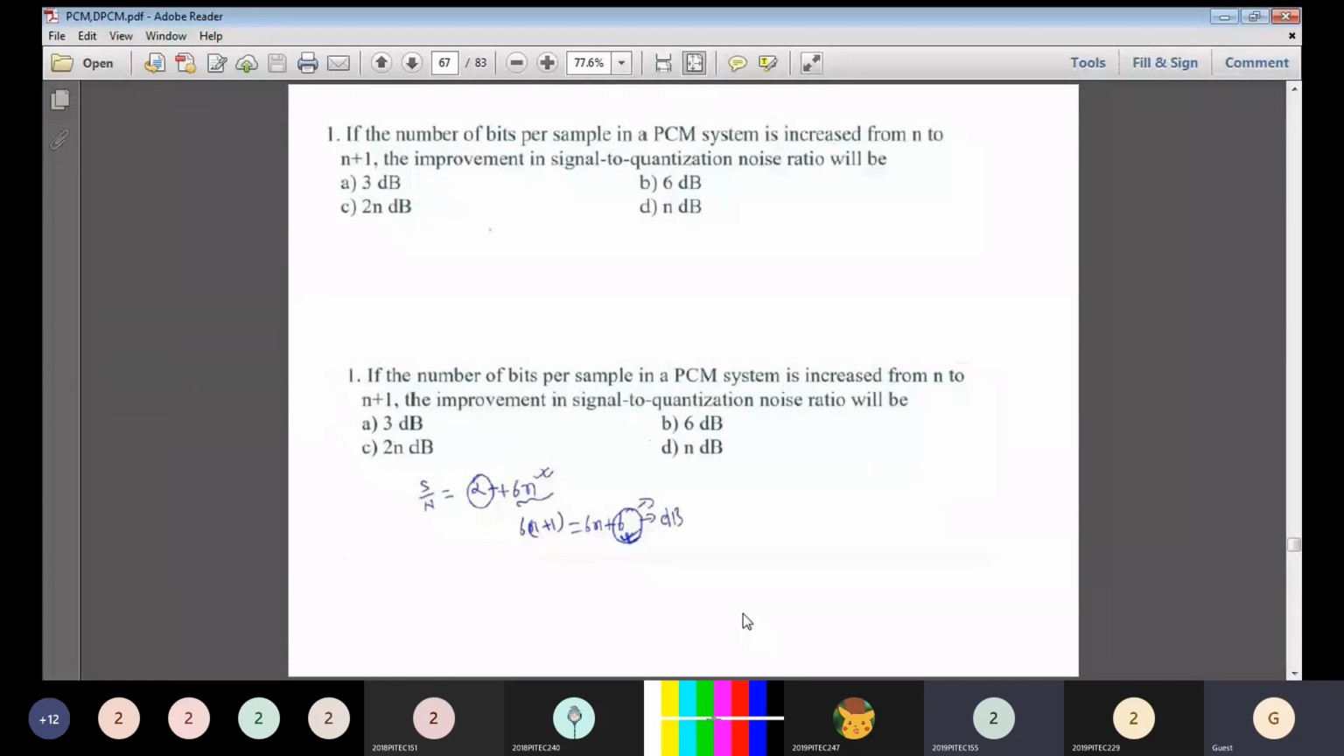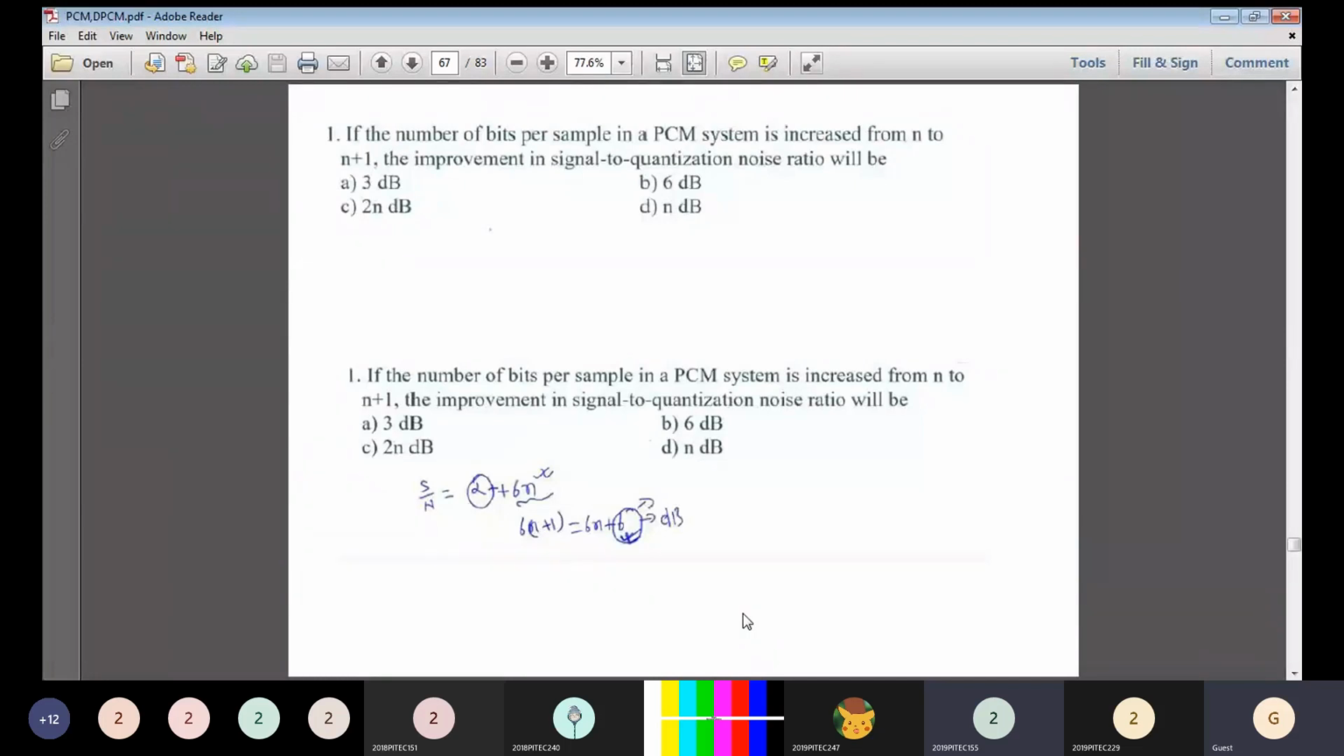If the number of bits per sample in a PCM system is increased from n to n plus 1, the improvement in signal to quantization noise ratio will be. If the number of bits per sample in a PCM system is increased from n to n plus 1, the improvement in signal to quantization noise ratio will be. So what will be the improvement?